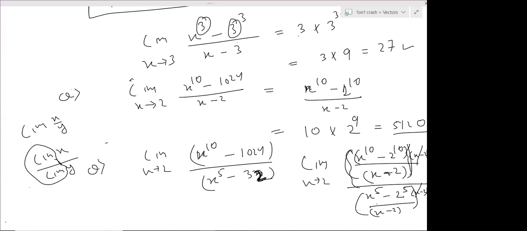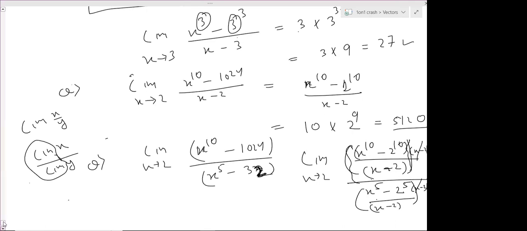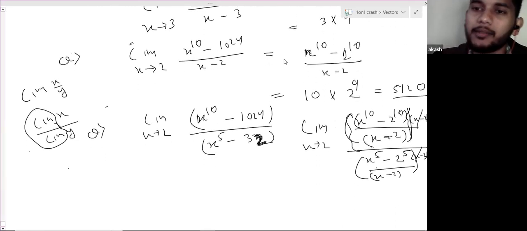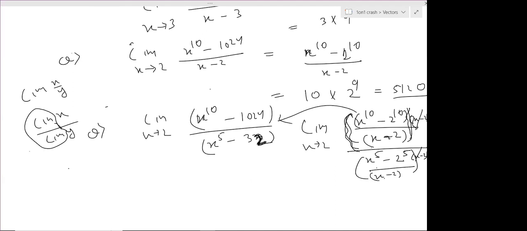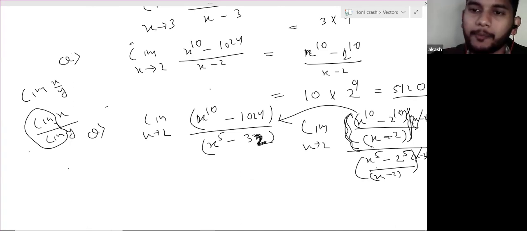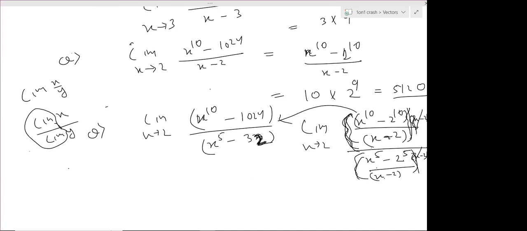the answer. If you again cut the x minus 2's in the denominator, and it cancels out, then you cannot use this formula, right? We multiplied and divided because we want to use the formula. So use this formula in the numerator and in the denominator, right?